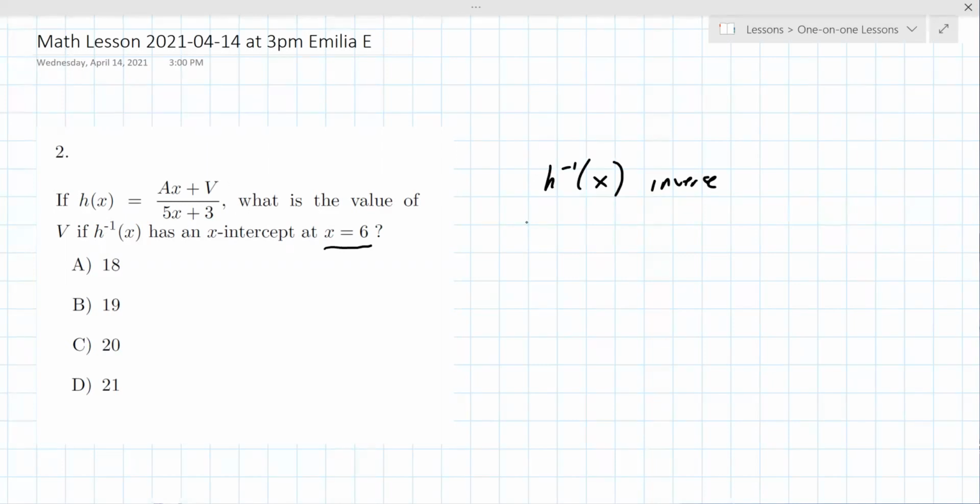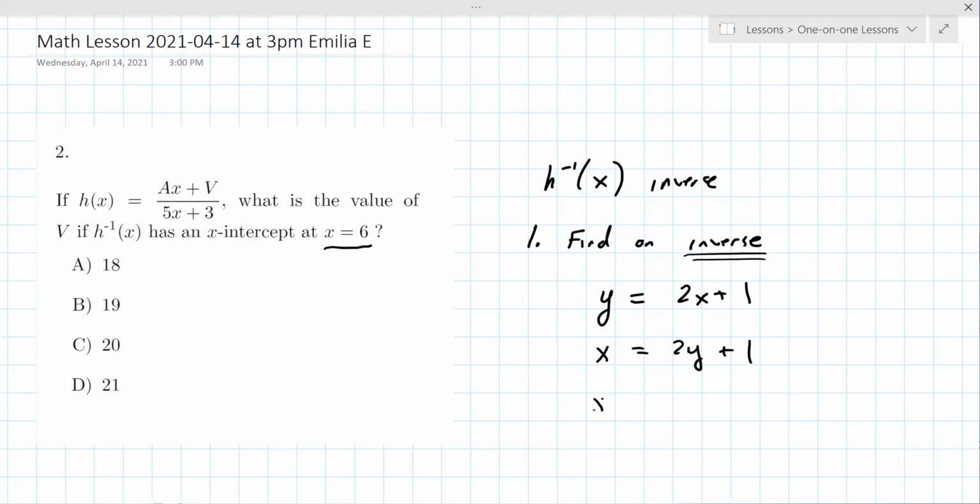So this problem tests your ability to find, first thing is, can you find an inverse? Let's say I said the equation was y equals 2x plus 1, and I said to find an inverse. Do you recall the steps? You switch x and y, so x equals 2y plus 1. Then you solve for y, so you get x minus 1 equals 2y, and then y equals (x minus 1) over 2.